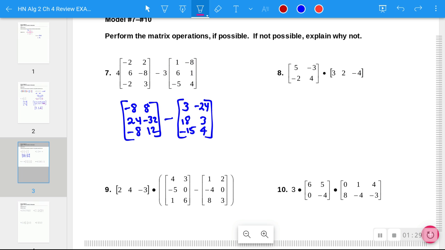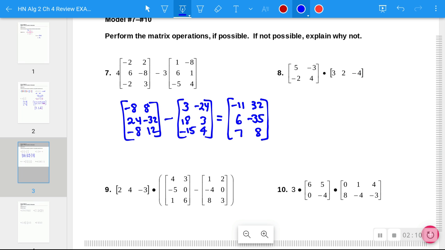Okay, so at this point, we're going to do the subtraction, and subtraction goes corner by corner. So negative 8 minus 3 is negative 11. 8 minus negative 24 is like adding 24, so that'd be 32. 24 minus 18 is 6. Negative 32 minus 3 is negative 35. The bottom left corner would be negative 8 minus a negative 15. That's 7 because of the double negative. And finally, 12 minus 4 would be 8. And that does it for that problem.